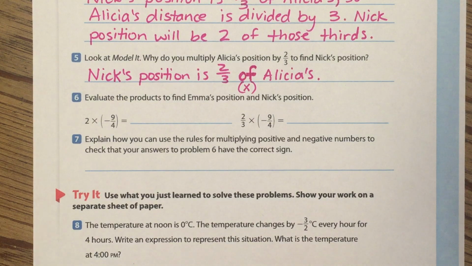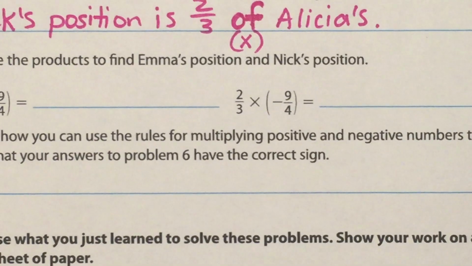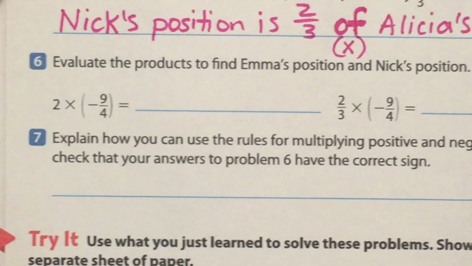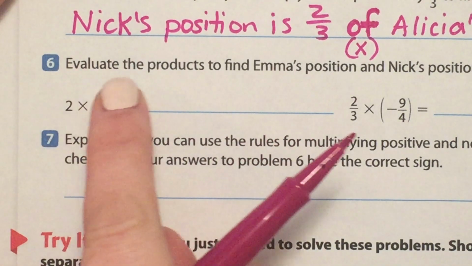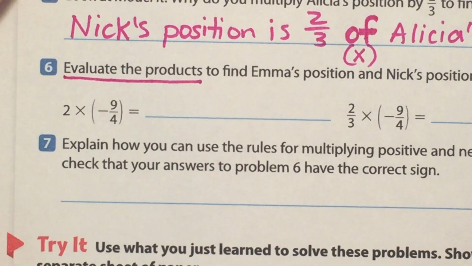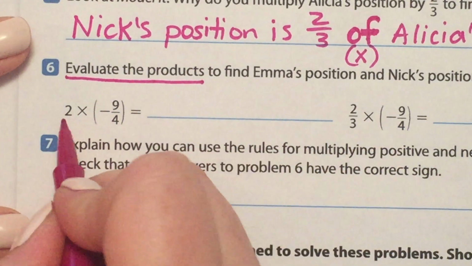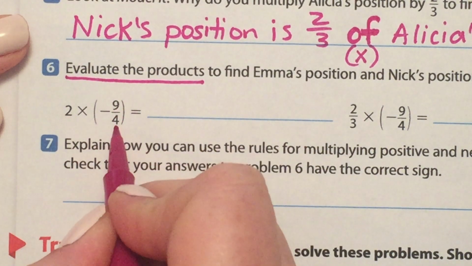So now that we've talked about this question a lot, we're actually going to crunch the numbers. We're going to do what's called evaluating the products. Evaluate the products is a fancy way of saying crunch the numbers and find how deep these people dove. So we're going to do 2 times -9/4.